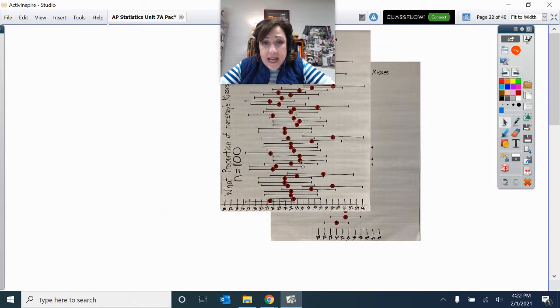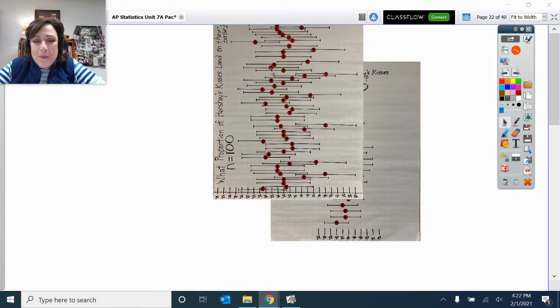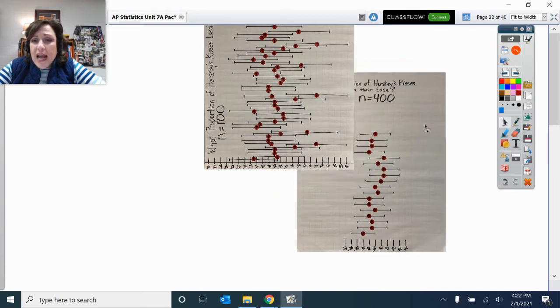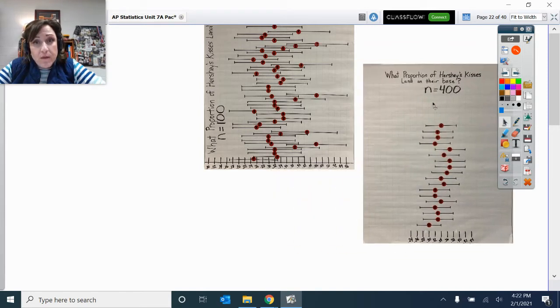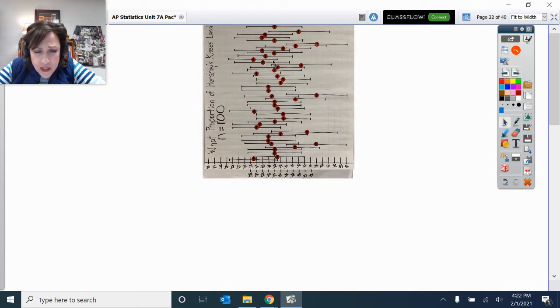Then I took randomly selected 4 other people's and averaged them so that I could get samples of size 400. And then I made new intervals based on those. And here's what happened. I've drawn these to scale because I wanted to line up those numbers.